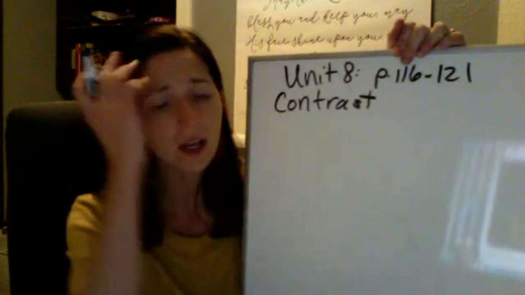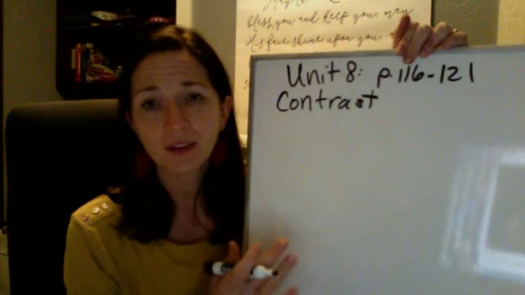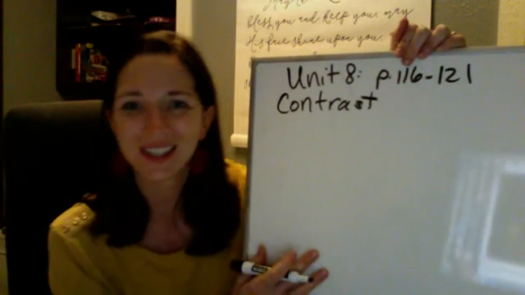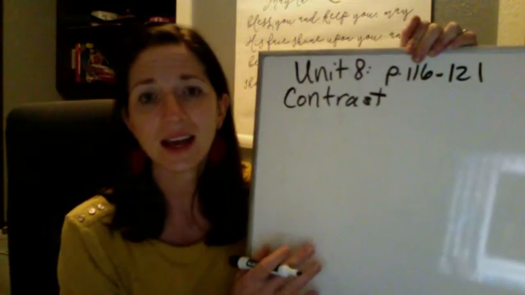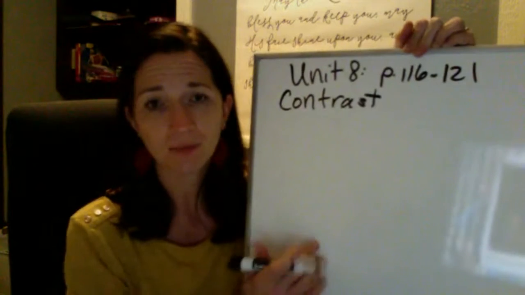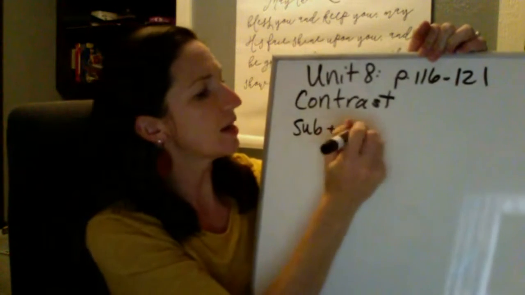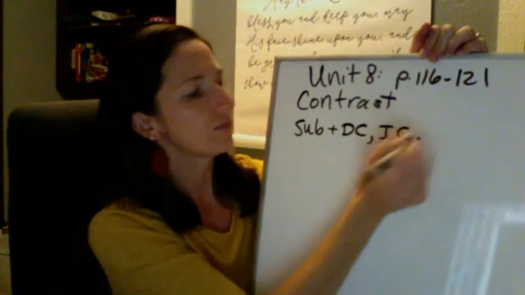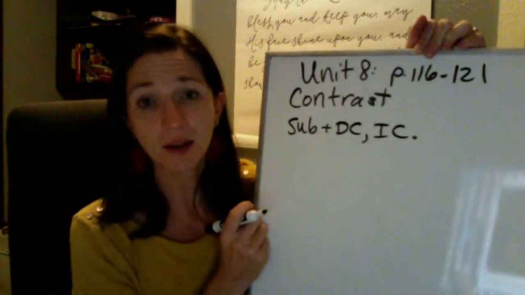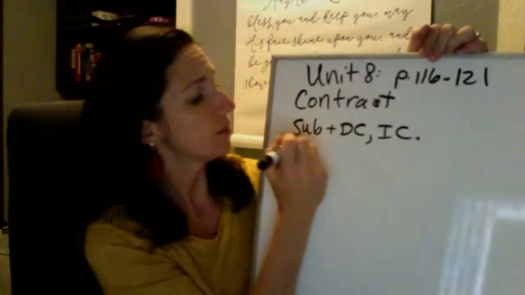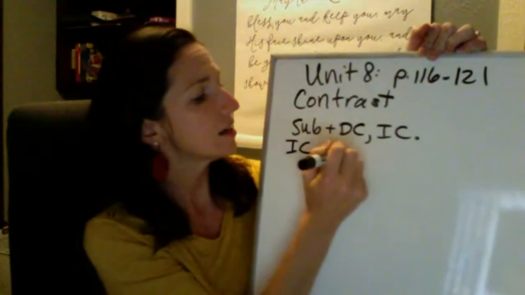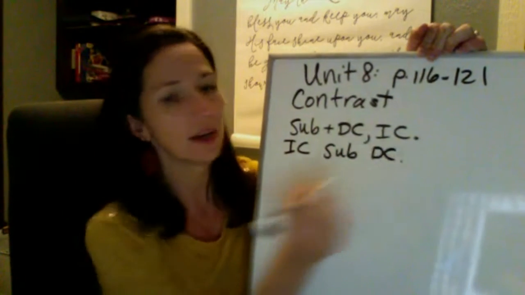Subordinators and transition words. And so please remember, if it's a subordinator, it introduces a dependent clause. And if it's at the beginning, it needs a comma. Okay, and so we'll have our subordinator plus our dependent clause, comma, independent clause, period. Or if it comes in the middle, we'll have our independent clause, our subordinator, and our dependent clause.